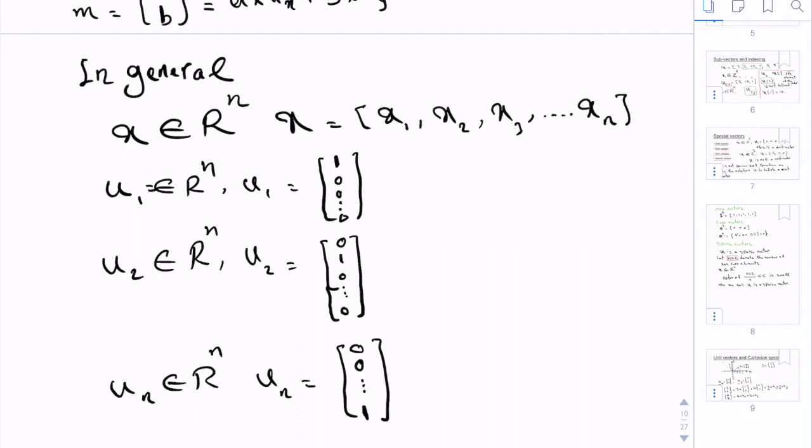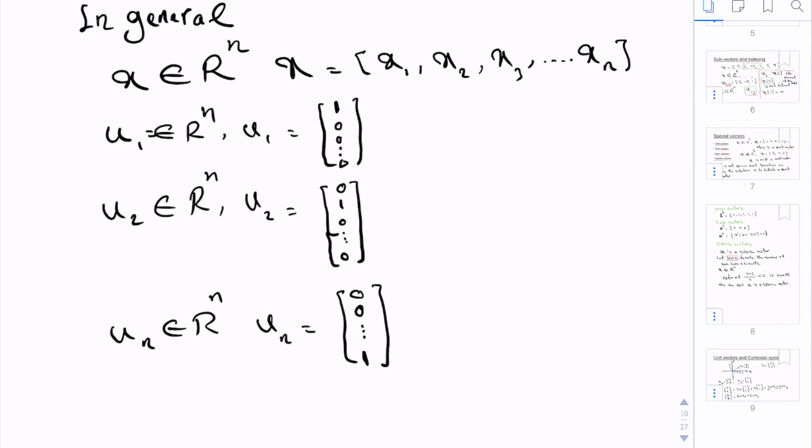We can only visualize 3D vectors, and for more dimensions we cannot. Therefore, I can now write x equals x1 times u1 plus x2 times u2 plus up to xn times un, right? That's the way we can express it.